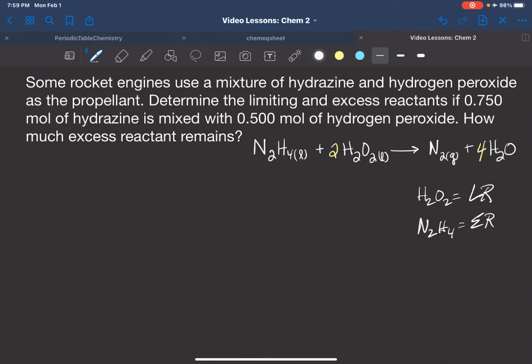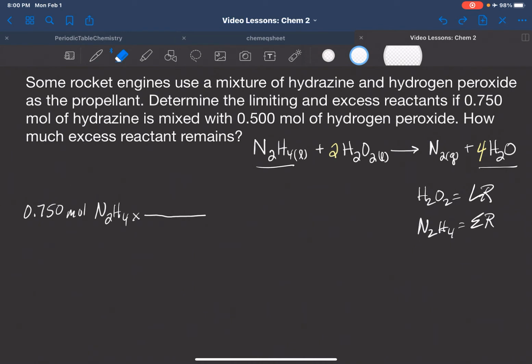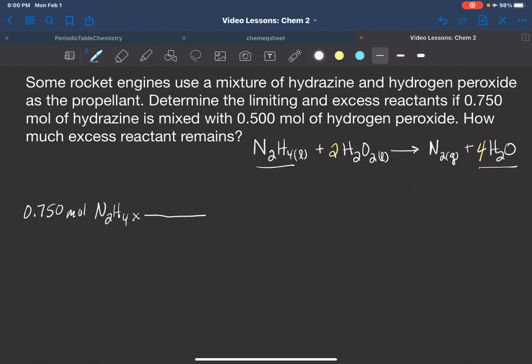All right. So we'll start out with what we originally had, which was 0.750 moles of the hydrazine. And this time we're going to go from the hydrazine to water. So last time we did it to the nitrogen gas. This time we're doing it to the water. So I'm just going to show you that everything's still going to work itself out. And I may have to erase this right here, just to give myself some room.